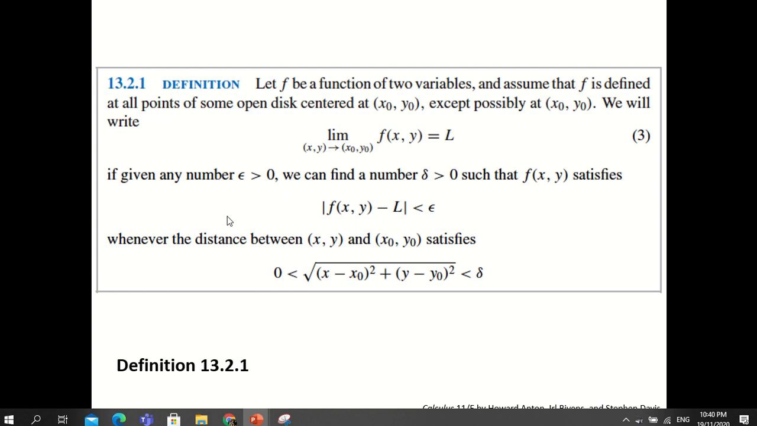So whenever the distance between the points with coordinates x and y and the point with coordinates x sub 0 and y sub 0 satisfies this condition here, that the square root of the square of the difference of the x values plus the square of the difference of the y values should be greater than 0, but this part here must be less than delta. Okay, the delta here.